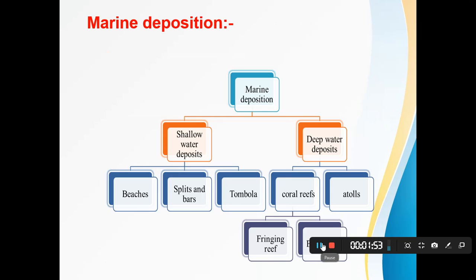Marine erosion is over. Next one, marine deposition. Marine deposition has two major classifications: shallow water deposits and deep water deposits. Shallow water deposits have three major divisions: beaches, spits and bars, tombola. As well as deep water deposits: coral reef, atolls, fringing reef and barrier reef.